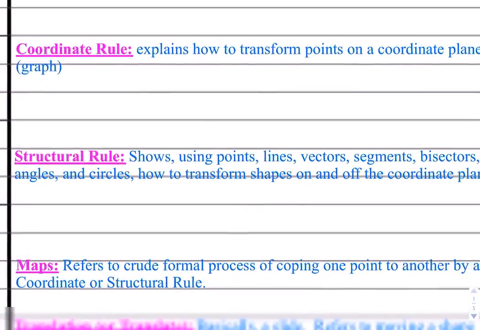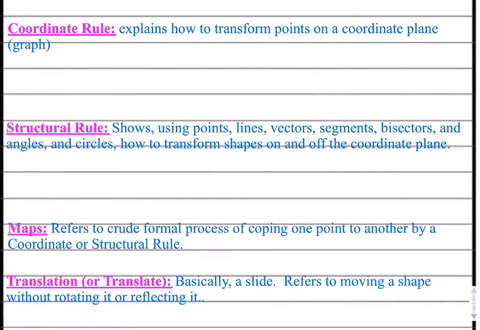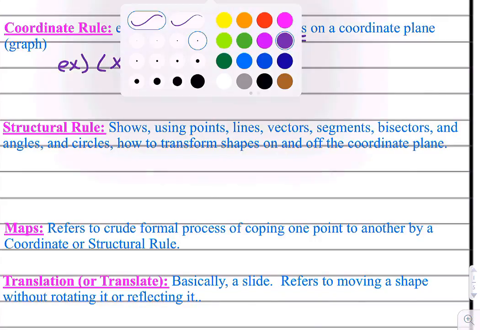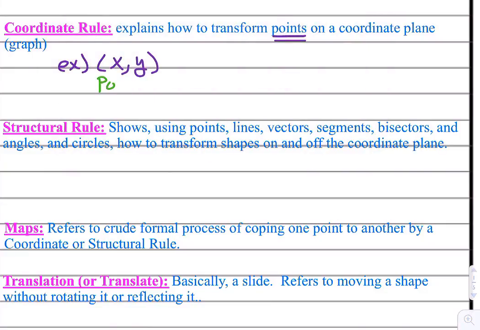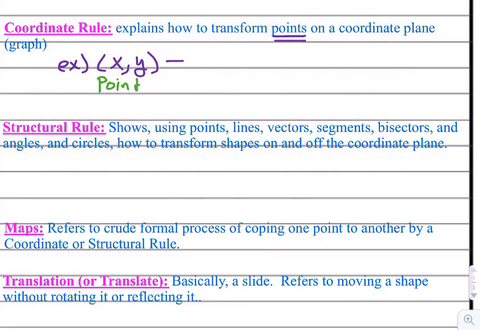When we talk about a coordinate rule, it explains how to transform points on a coordinate plane. So this is actually going to be by points. There's usually a particular form which this rule ends up looking like. For example, if I show you a rule that says (x, y), that's going to be my original point. Okay? And then if I move it, (x, y) transforms into, because that's what this little marking means, transforms.